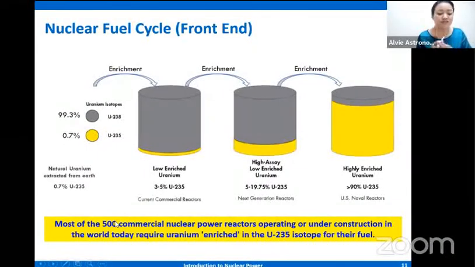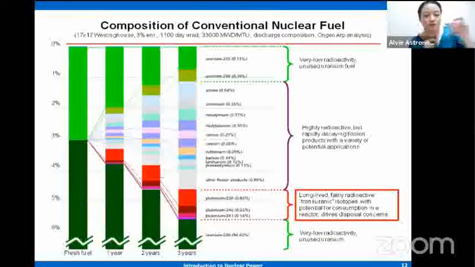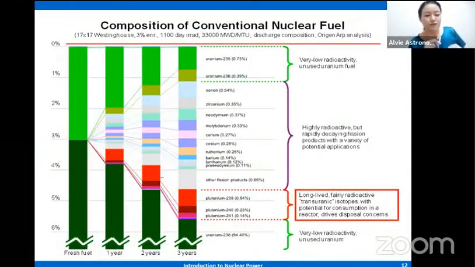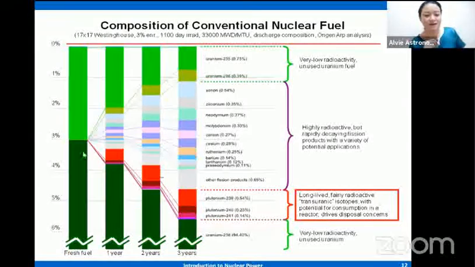So again, most of the 500 commercial nuclear power reactors operating or under construction in the world today require enriched uranium, or a more concentrated composition of the uranium-235 isotope in their fuel. Now, we already have the fuel assembly and it's already in the reactor. What happens inside the reactor?